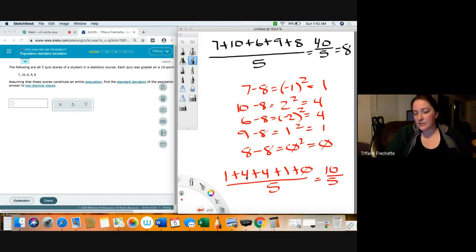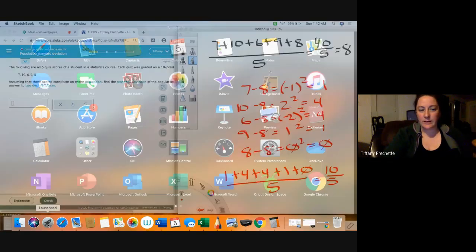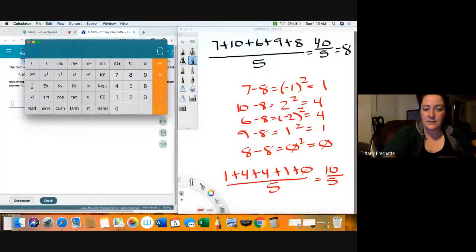I just did this mental math because the numbers are small. So I did 4 and 5, 4 and 5. 5 plus 5 is 10. So I end up with 2. At this point, I'm going to grab my calculator again real quick. Make sure you clear that out. So 10 divided by 5 is 2.